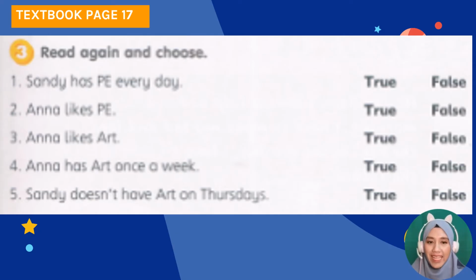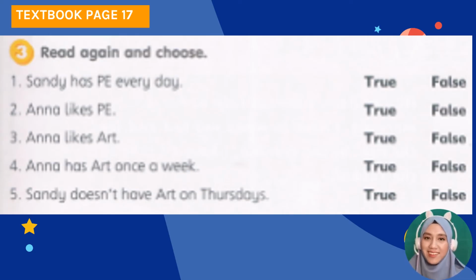Activity 3. Read again and choose. Number 1. Sandy has PE every day. Is this true or false? Number 2. Anna likes PE. True or false? Number 3. Anna likes art. True or false? Number 4. Anna has art once a week. True or false? And number 5. Sandy doesn't have art on Tuesday. True or false? To answer this question, you can look back at the story that we've read just now.